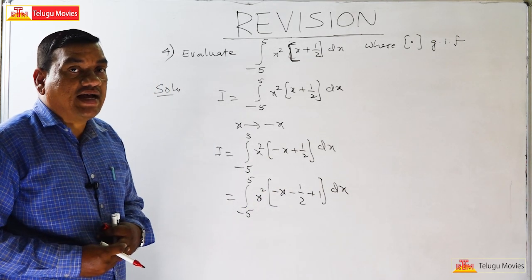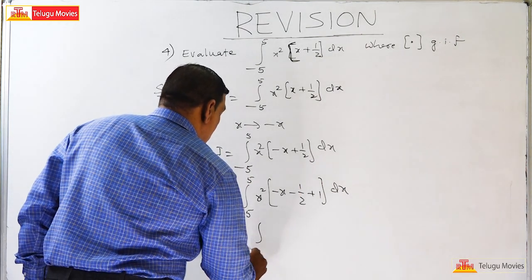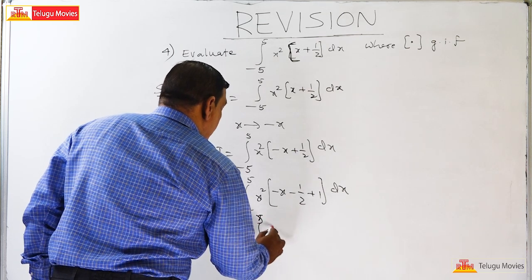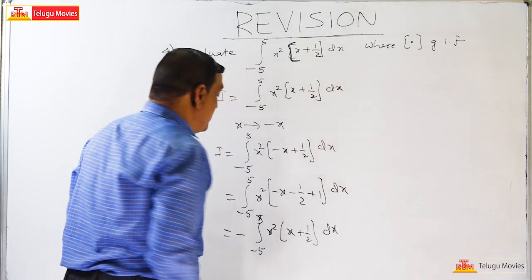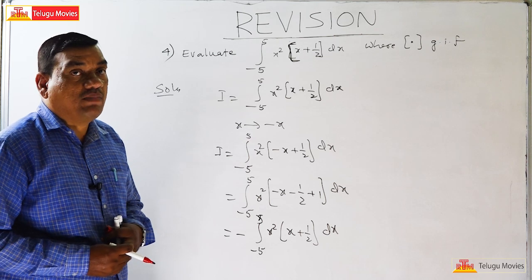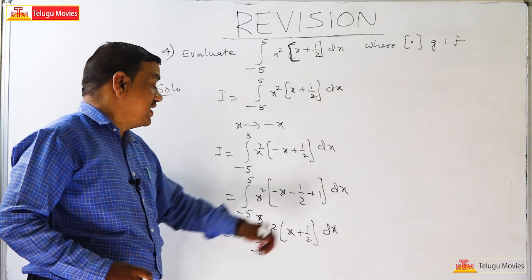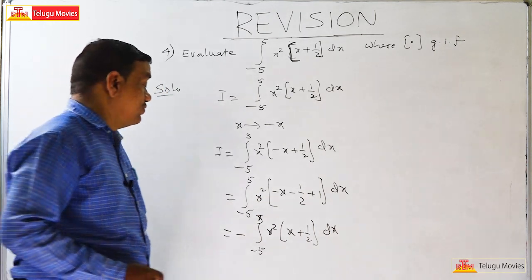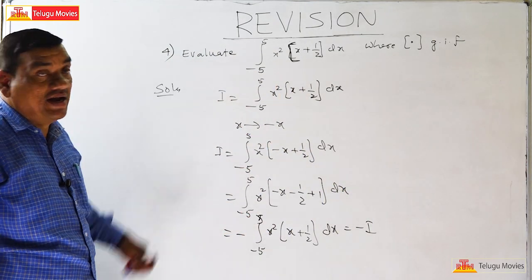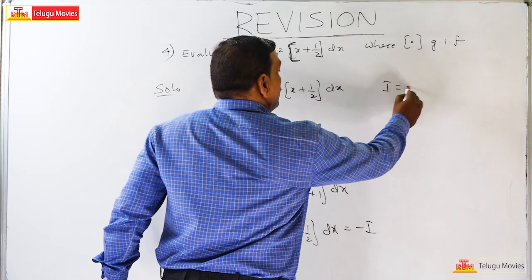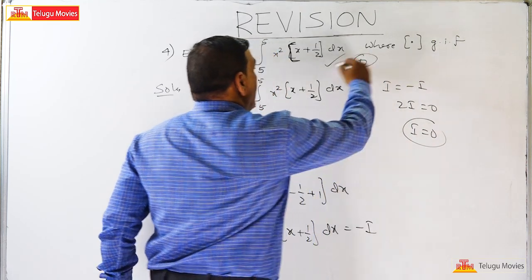So this can be written using the greatest integer function properties. This is equal to the integral from minus 5 to 5 of x square into x plus 1 by 2 dx. Understand? That is a property that we have. We can take a minus common outside, so this is nothing but minus I. Therefore I is equal to minus I, 2I is equal to 0, I is equal to 0. So the integral value is 0.